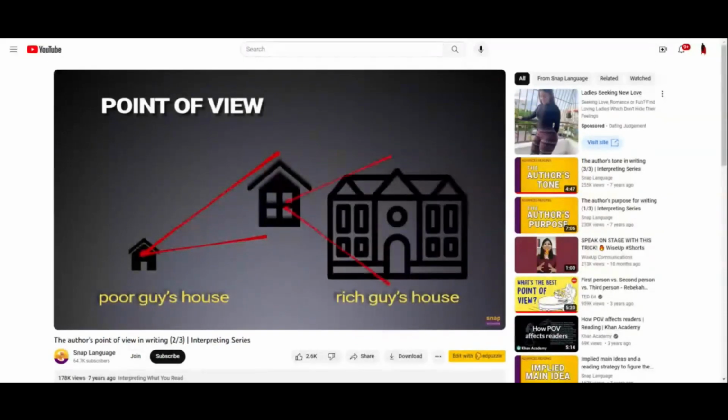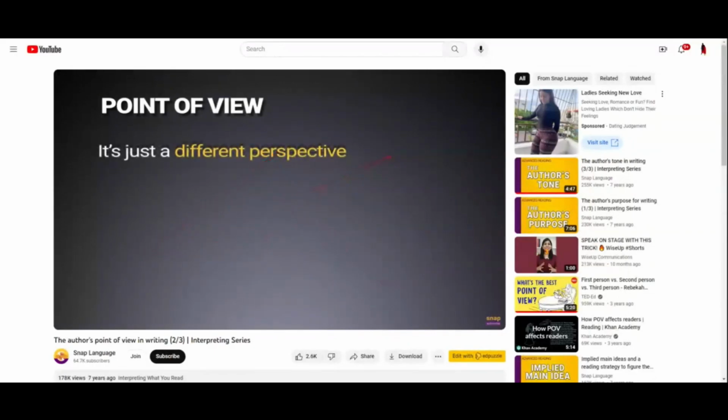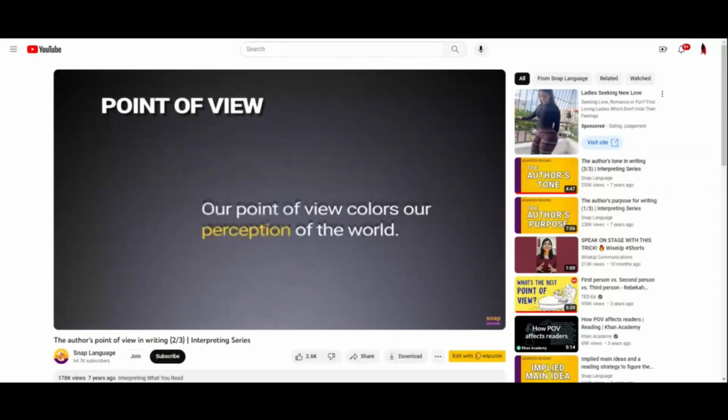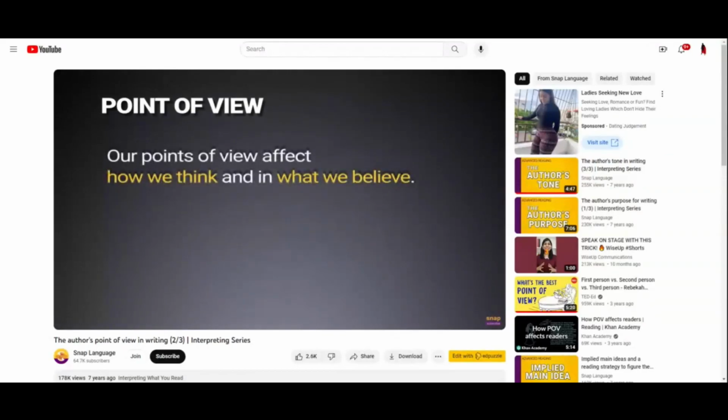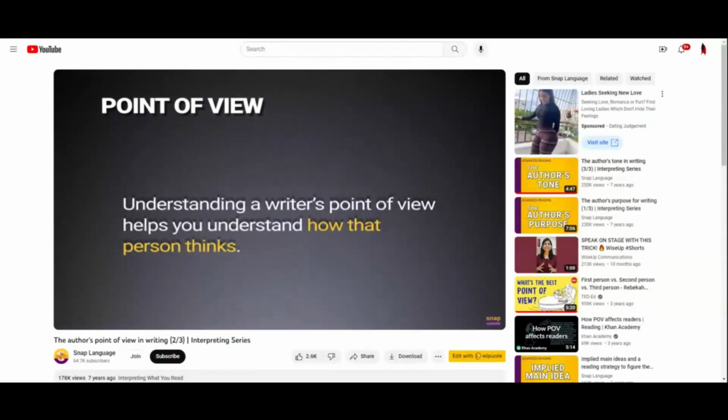A rich person sees it from a different viewpoint. It's just a different perspective, but it can make an important difference. Our point of view colors our perception of the world. Whether we notice it or not, our points of view affect how we think and what we believe. So understanding a writer's point of view helps you understand how that person thinks.